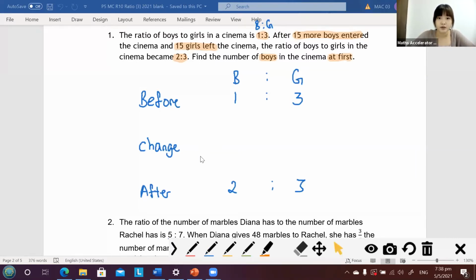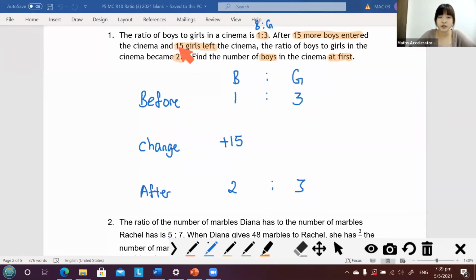Okay, so what's the change here? Why did the ratio change? It's because 15 more boys entered the cinema. So if they enter the cinema, that's going to be plus 15. So that's the change for the boys. Just take note, the plus 15 is the actual number of boys who entered, whereas the ratio is like your units.